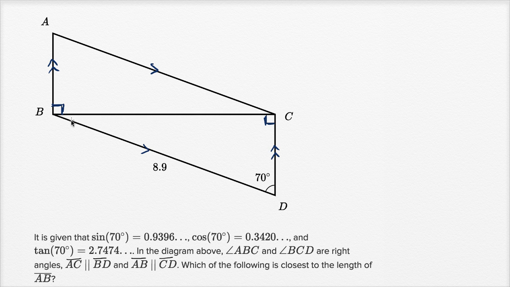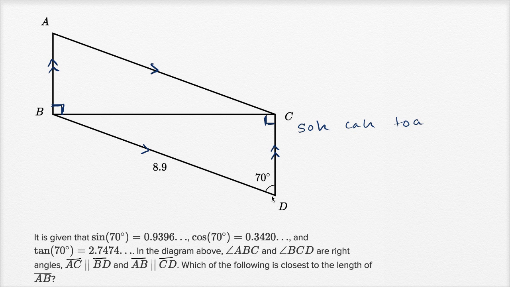Because for this bottom right triangle, triangle BCD, we could apply the SOHCAHTOA definition of cosine. We just remind ourselves, SOHCAHTOA. Sine of an angle is opposite over hypotenuse. Cosine of an angle is adjacent over hypotenuse. Tangent of an angle is opposite over adjacent.